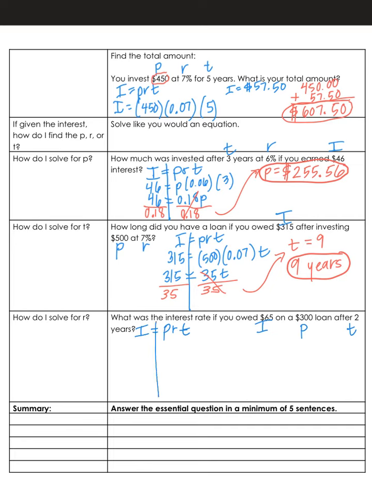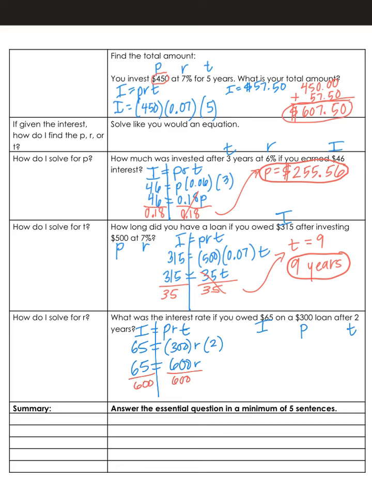And so our I is 65. Our P is 300. We don't have our R, that's what we're trying to find. And then our T is 2. Okay, so I know that they're kind of sandwiched between the R, but we're going to multiply the 300 and the 2. And so that's going to give us 600. And we're going to use that as our coefficient for R. And we want to know R, so we need to divide by 600.